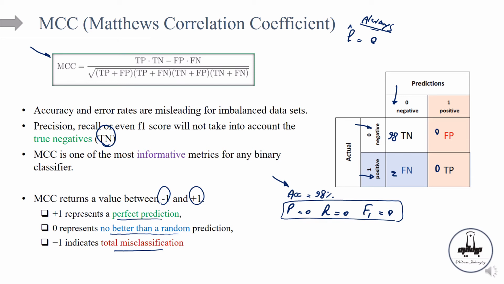But if you calculate the MCC, it's going to be what? These two numbers multiplied by each other minus these two numbers. So it's going to be 0 divided by something, whatever it is, we're going to get 0, right? And now we can interpret this 0. 0 means that the model that you have on your hand is no better than a random prediction. So this is more informative than the F1 score. For that reason, MCC is one of the most informative metrics for binary classification.